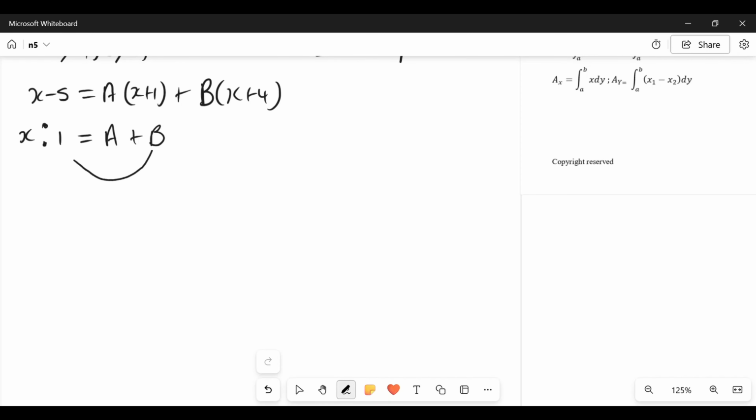If we make a the subject of the formula, we can transpose b to the left hand side. We're going to have 1 minus b is equal to a. This here becomes equation 1.